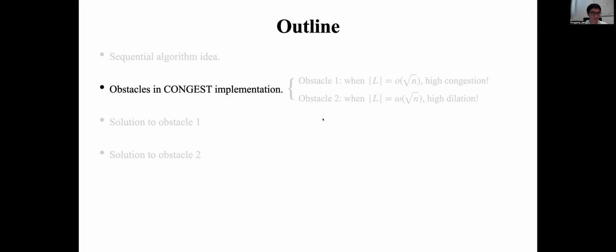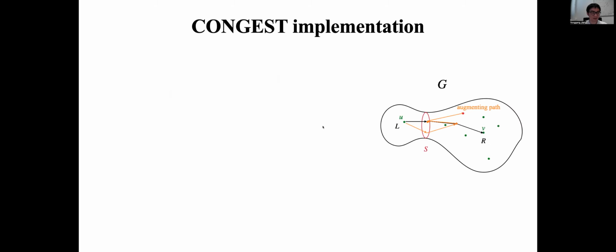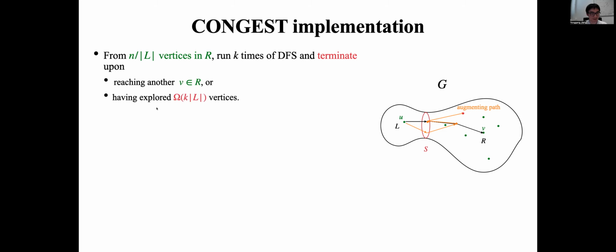So let's see how to implement it in the CONGEST model. There is a trivial idea to implement this algorithm in the CONGEST model. Let's first revisit the algorithm. The algorithm is basically about you have n divided by L vertices in R, and you want to run k times of DFS to find augmenting paths from these n divided by L vertices. And the DFS will terminate if one of these conditions holds. The first one is that it reaches another node V in R, or it has explored Omega of k times L vertices.